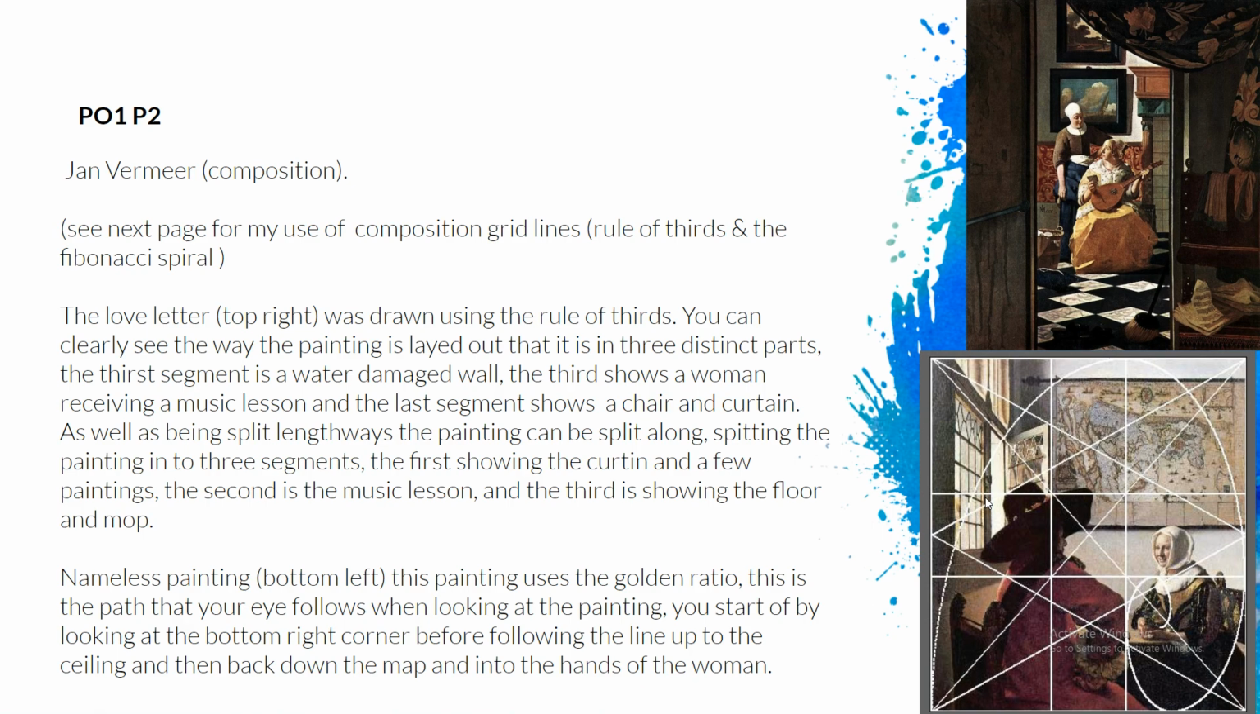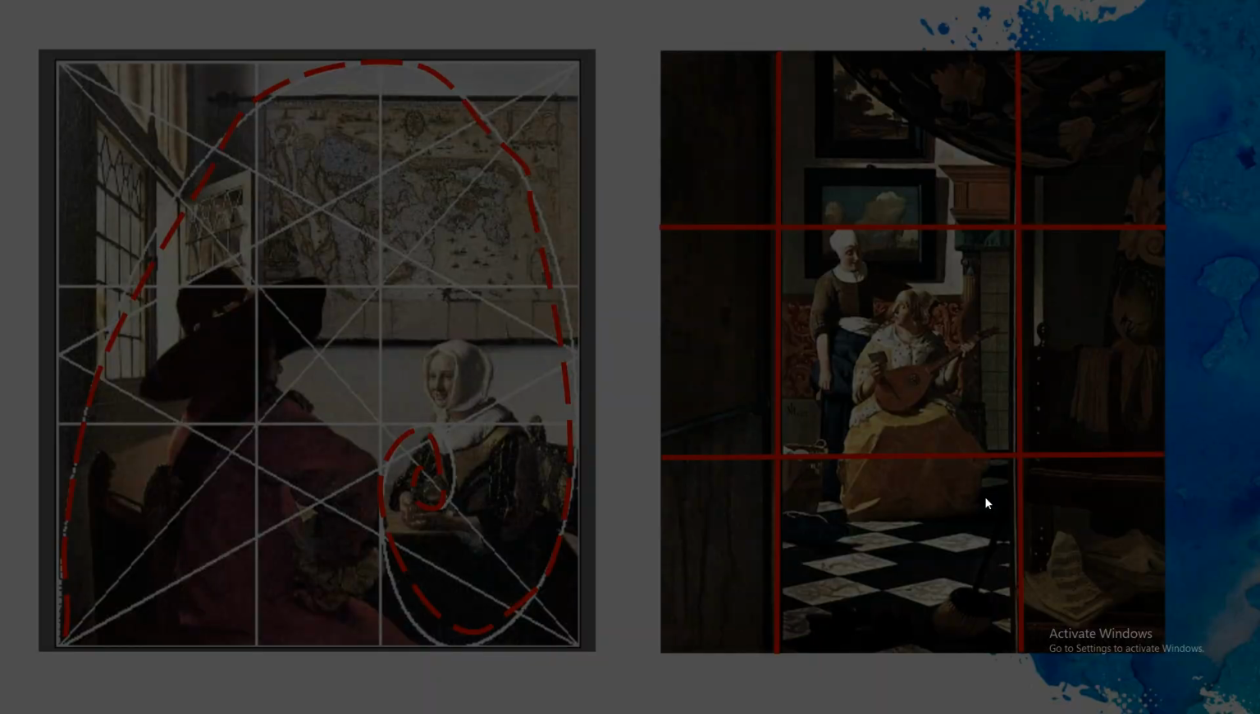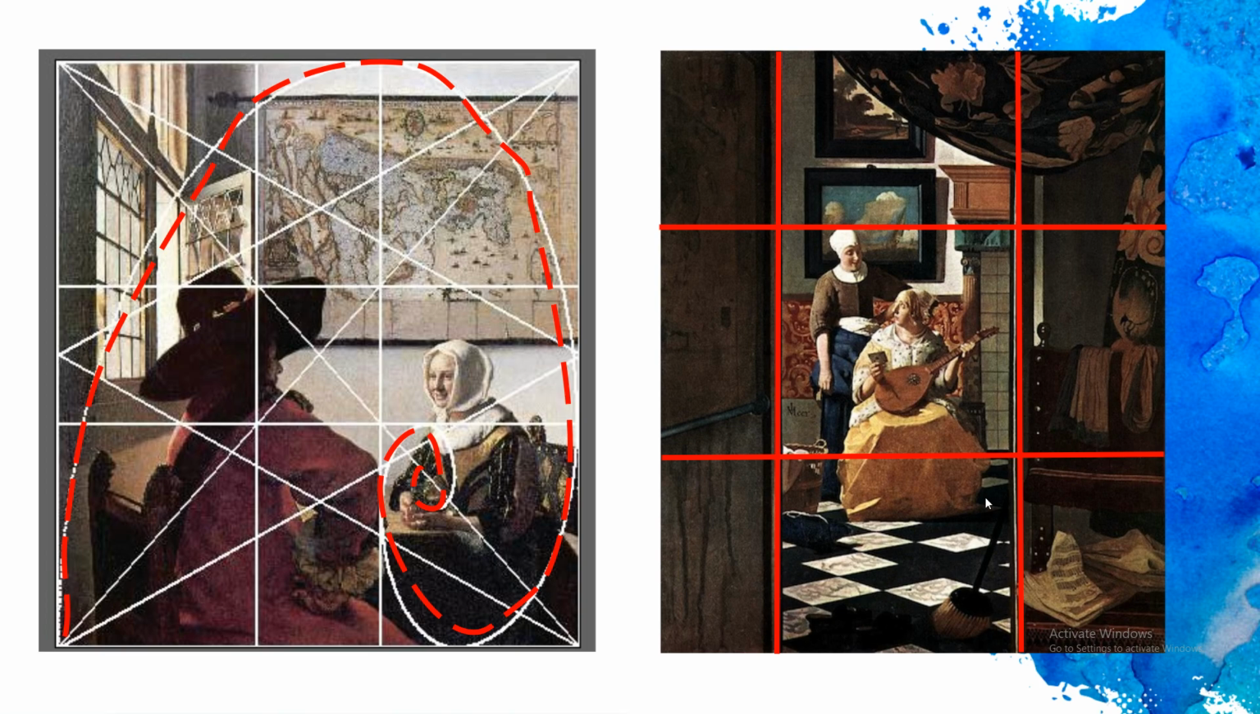We start off by looking at the bottom right of the corner, following the line up to the ceiling, and back down to the mat and into the hands of the woman. And here we have the rule of thirds and the golden ratio used in the photos.